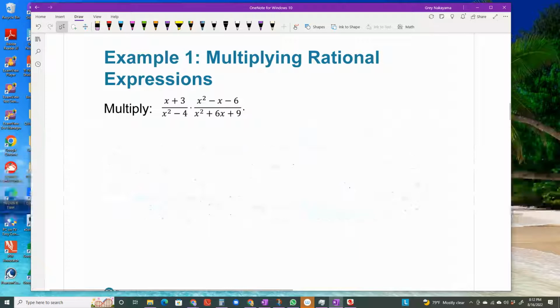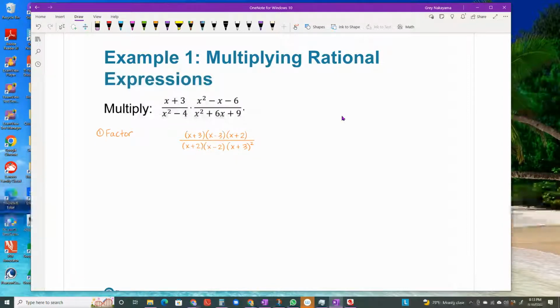Okay, so first example that I have, multiplying rational expressions. The three steps that we just talked about on that previous screen. The first one is to factor. So to factor, I'm going to look at this first expression, x plus 3 over x squared minus 4. Well, the top is x plus 3. That's already factored. The bottom is the difference of two squares, so that's x plus 2, x minus 2. Then I go to the top of the second one, x squared minus x minus 6. That is x minus 3, x plus 2. The bottom is a PST, perfect square trinomial, of x plus 3 quantity squared.